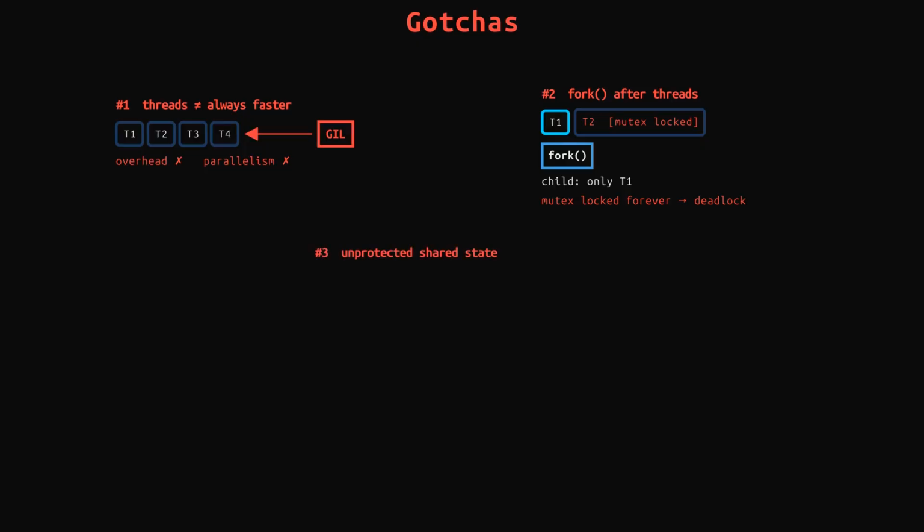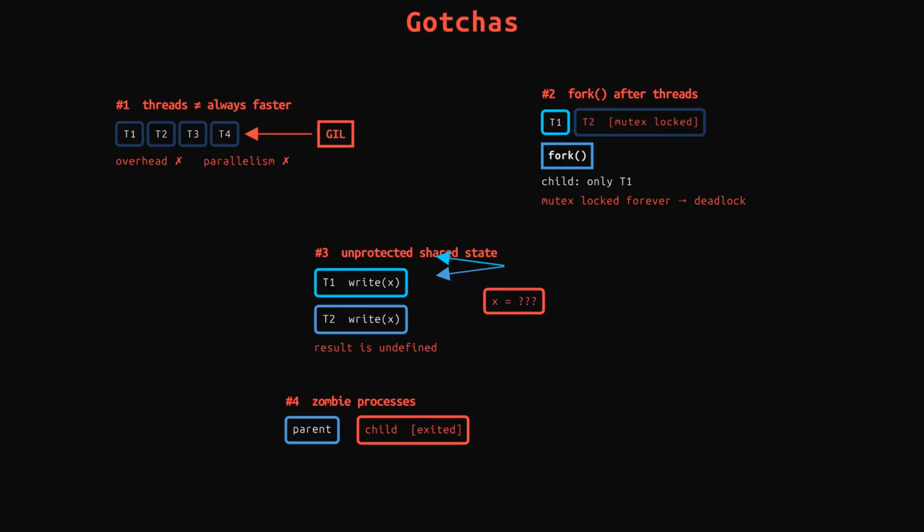Threads share memory, which means any global variable, any shared counter, any cache is a potential race condition. You don't have to be unlucky. On a multi-core machine, two threads can write to the same address at the exact same time. Without a lock, the result is undefined. When a child process exits and the parent never calls wait, the kernel keeps the process entry alive in the process table. It's dead but not gone. That's a zombie. Enough of them and you run out of PIDs. Your system stops being able to create new processes.